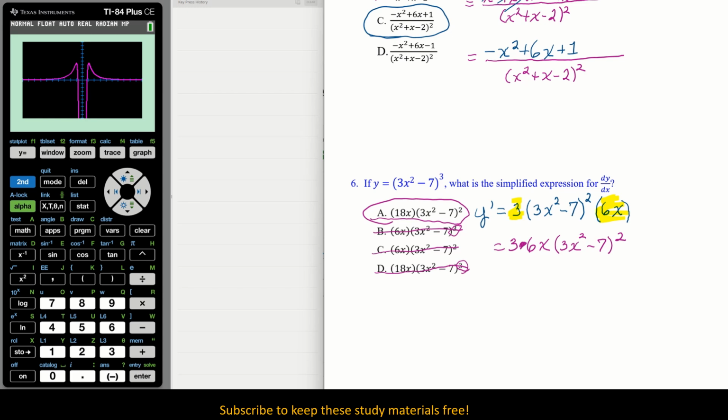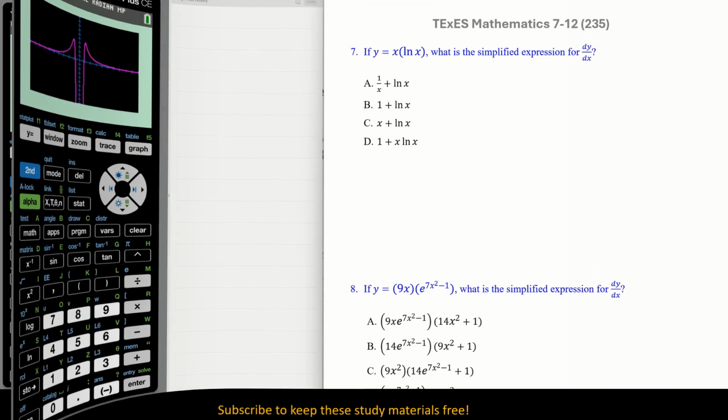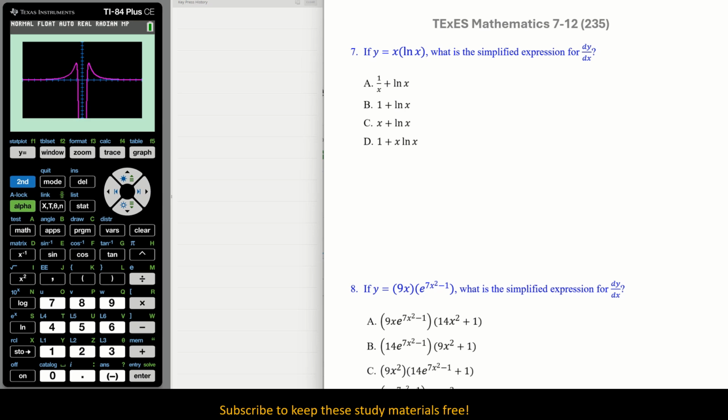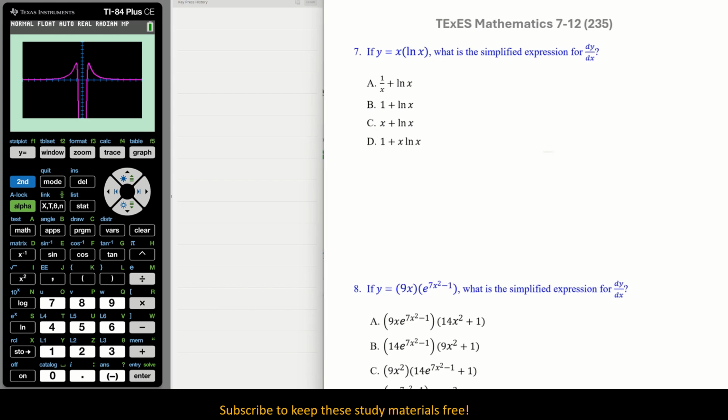Okay, all right, let's go to number 7. Number 7, if y equals x times ln x, what is the simplified expression for the first derivative? There's a couple of rules being used here. First rule is that when you see these things, we actually have two things being multiplied together. We have a variable times a logarithm, okay? So how do we deal with that? This is what we do.